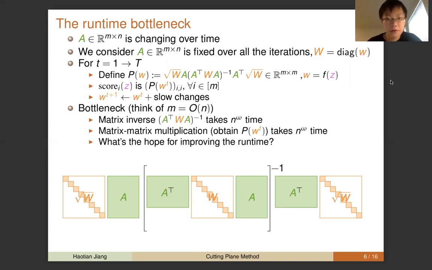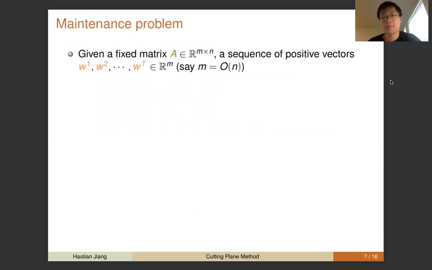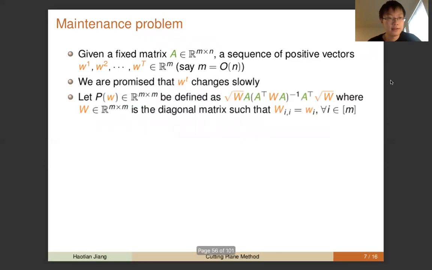So what is the hope for improving the runtime? Now let's abstract out the key problem here. Let's call this a maintenance problem. We are given a fixed matrix A and a sequence of positive vectors w_1 to w_T, which are m-dimensional, and m is linear in n, which is always satisfied. We are promised that w_t changes slowly. I'll be a little more careful about what this means later on.